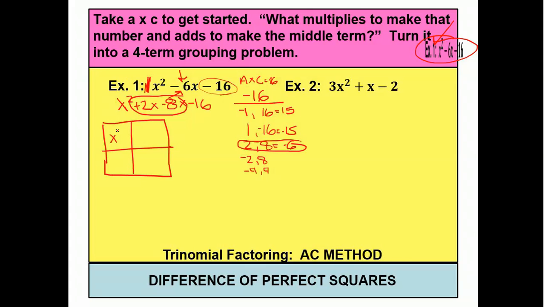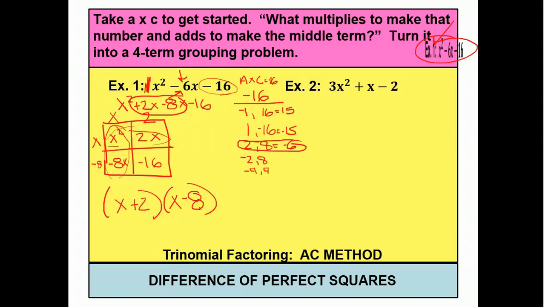So I'm going to get x squared, 2x, negative 8x, and negative 16. GCF of this right here looks like it's x. GCF of these guys looks like it's x as well. X times 2 will give me 2x, and 2 times negative 8 will give me negative 16. So my factors for this particular problem: x plus 2 and x minus 8.